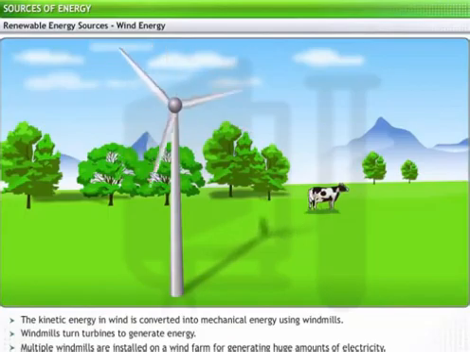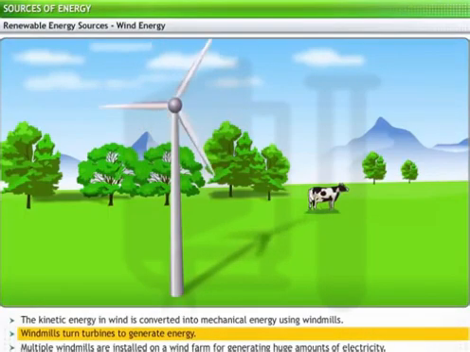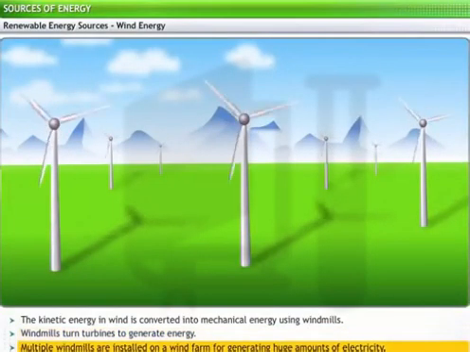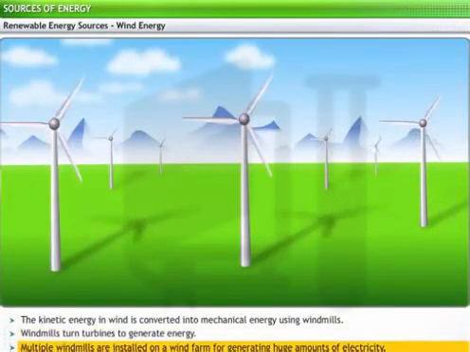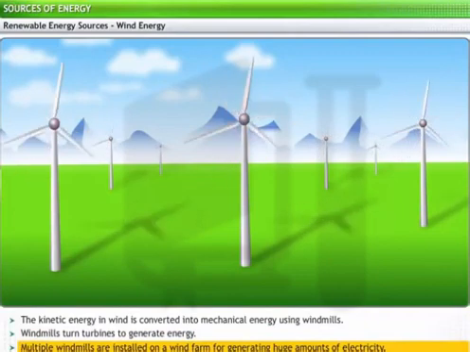When wind blows, a windmill's blades turn a turbine to produce electricity. To generate huge amounts of electricity, a number of windmills are installed on a wind farm.